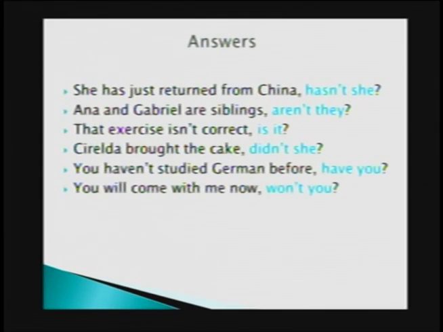Number 5, you haven't studied German before, have you? And finally, you will come with me now, won't you? Well, it's an action that will happen, maybe not. It's an action that will happen in the future, and I just want to make sure if this is something you will do with me. You will come with me now, won't you?